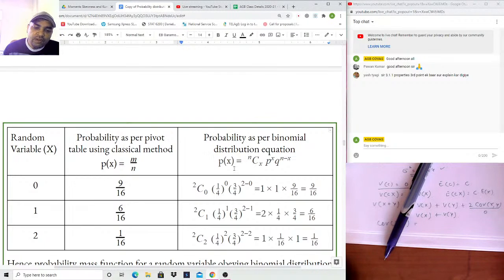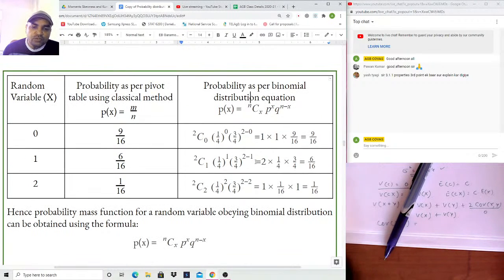So when you apply this binomial distribution, which we have already learned in our previous probability chapter, it will be 2C0, P power 0 and Q power 2 minus X. So this will be equal to 1, anything power 0 is 1. Then this will be 3 3s are 9 and 4 4s are 16. So it all comes out to be 9 by 16, which is equivalent to what we calculated from our pivot table.